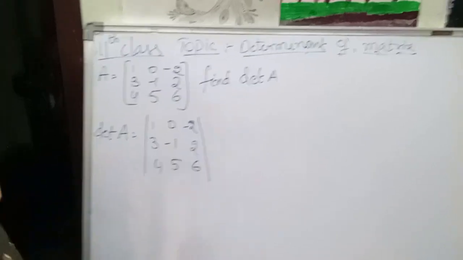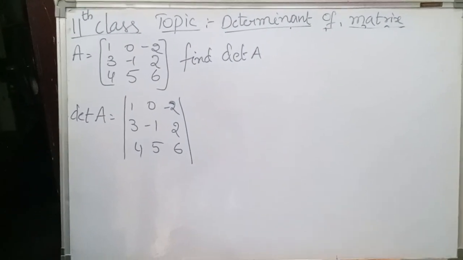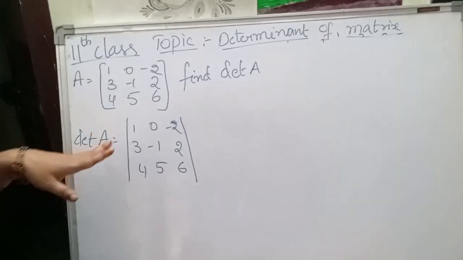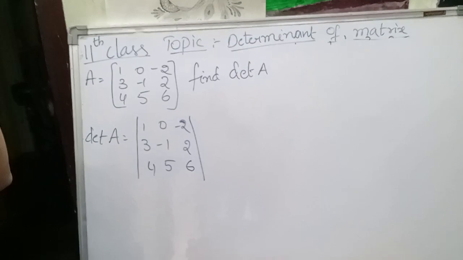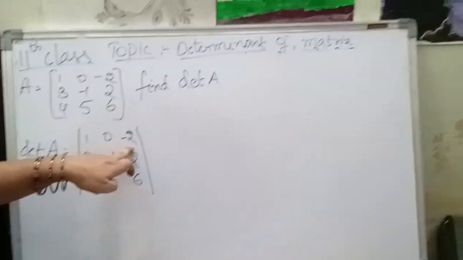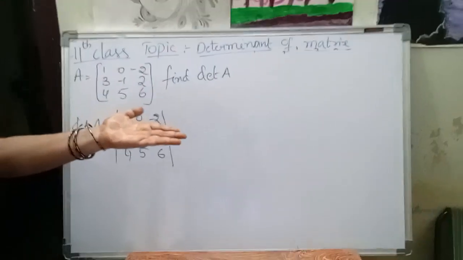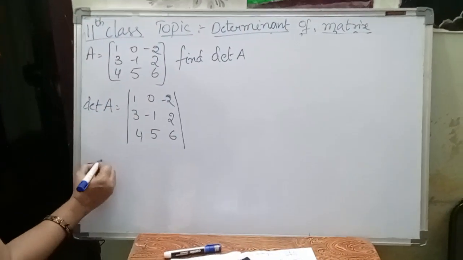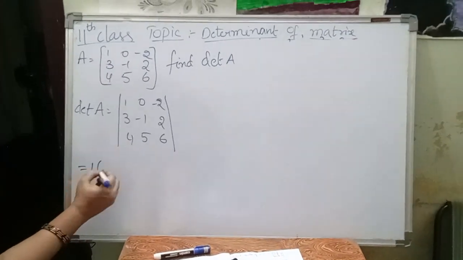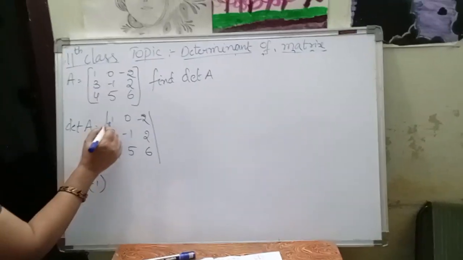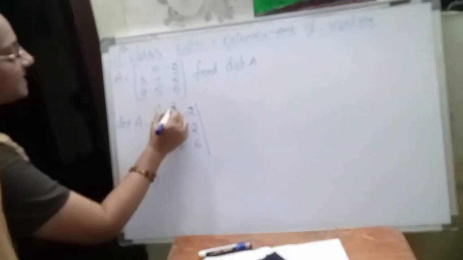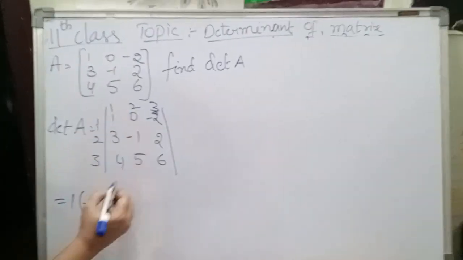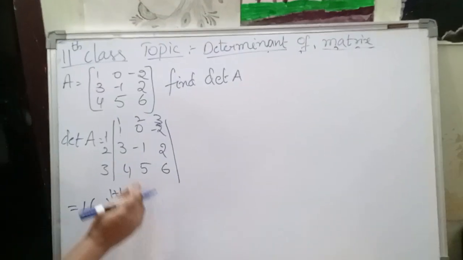So while doing that, what will we do first? We must find the cofactors. The determinant is the sum of products of elements of the first row with their corresponding cofactors. Let us do that. That equals 1 into the cofactor: minus 1 power, first row, first column, so 1 plus 1 in brackets.